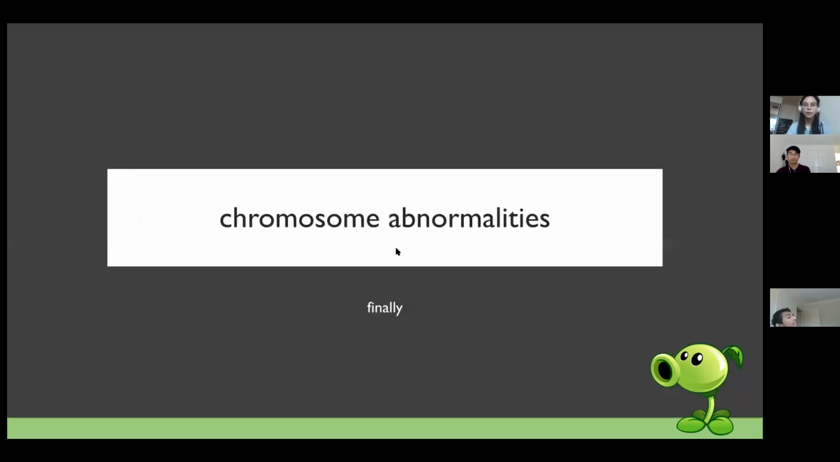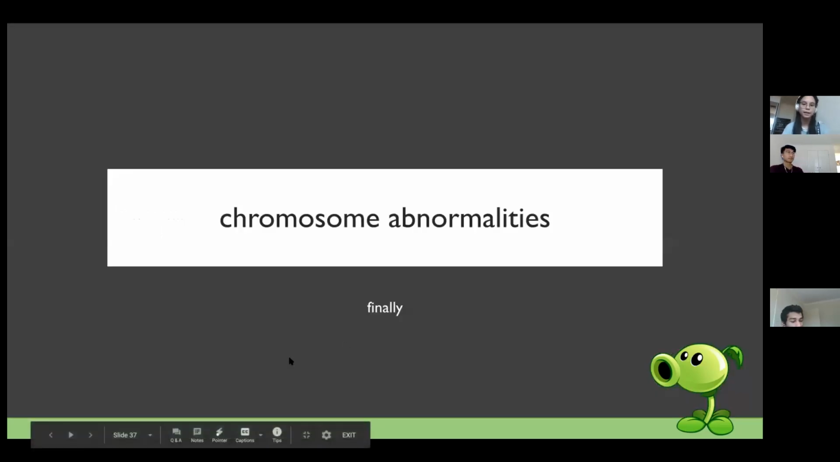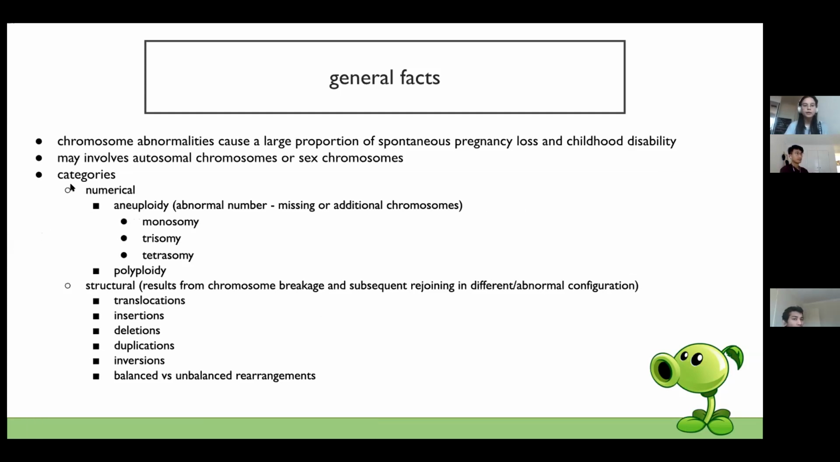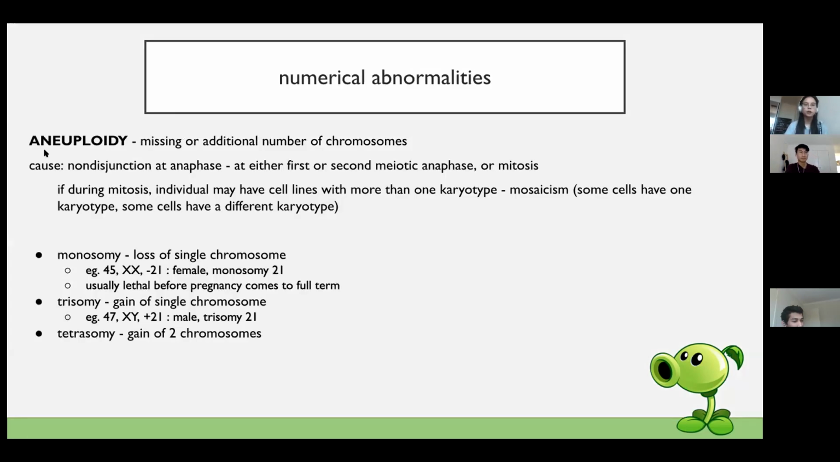So with that, chromosomal abnormalities. All right, so there are two broad categories, numerical and structural. Within numerical, you've got aneuploidy first, which is a missing or additional set of one or sometimes two chromosomes. So you can either have monosomy, which is one less chromosome, or trisomy, which is one extra chromosome. Rarely you will have tetrasomy, which is two extra chromosomes.